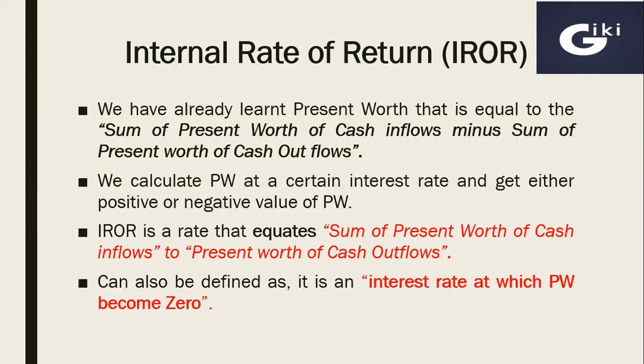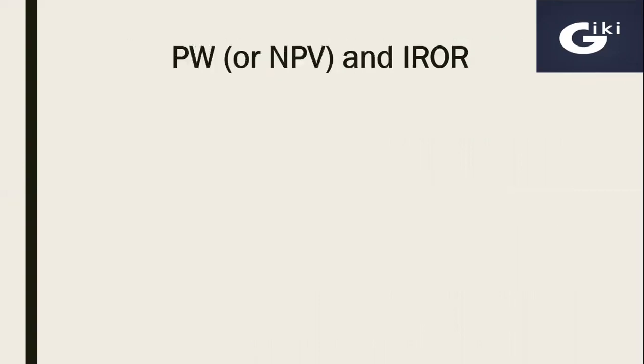So it can also be defined as an interest rate at which present worth becomes zero. So this is a simple interpretation, or simple and easy to understand definition of rate of return or internal rate of return. So this is a rate of interest or discount rate at which present worth of a project or alternative becomes zero. Then present worth or net present worth and internal rate of return.